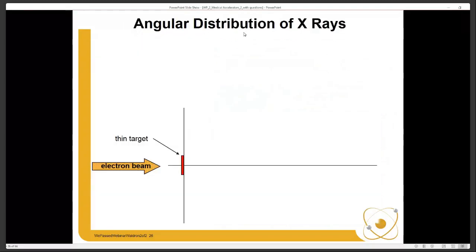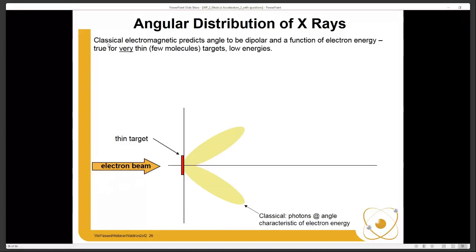So I've talked about photon production and photon efficiency. I briefly alluded to the angular distribution of X-rays from a target, but this is an important factor of how these machines work. So if I have an electron beam entering from the left here, and I have a thin target, and what thin means is a few different things. If we're talking about classical electromagnetics, a thin target is a few molecules thick. And under that condition, an electron beam entering from the left will produce a lobed sort of photon distribution. And the angle of that lobe is going to be a function of the electron energy.